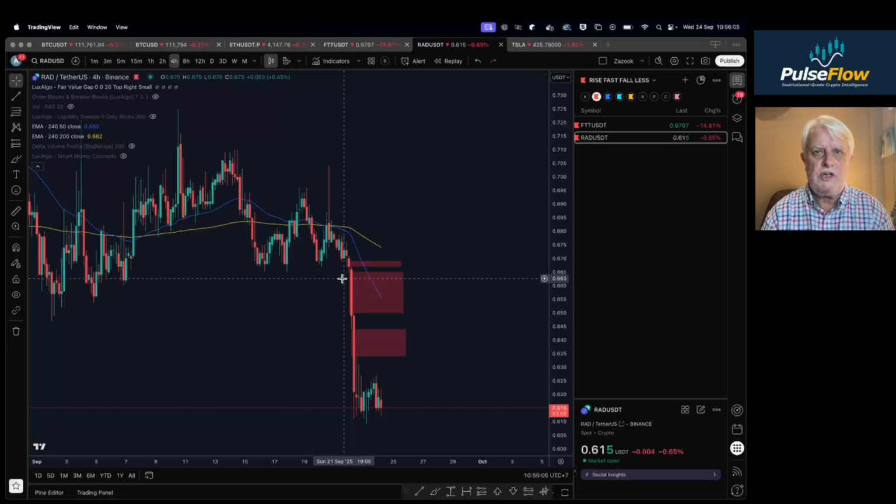So market structure, it's a very, very important part and something you should implement immediately on your TradingView charts. And in the next video, we're going to extend that because there are other aspects of market structure that we can use within our trading and that Pulse Flow uses.